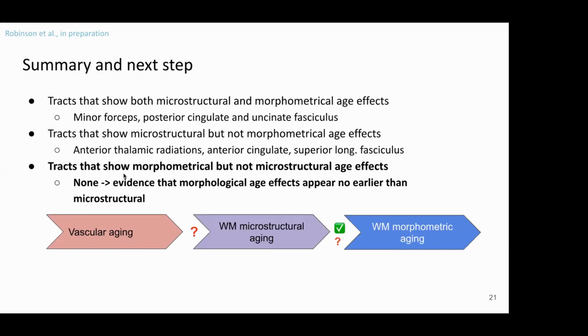To summarize for this part, what's interesting to us definitely does not fully answer the question: do microstructural changes precede morphometric changes? Is this something that's generalizable? We don't know, but in our data, we see evidence that there are no tracts that show morphometric but no microstructural changes. Basically, every tract shows microstructural degeneration in aging. So this goes towards supporting that microstructural aging does take place more consistently and is more widespread.